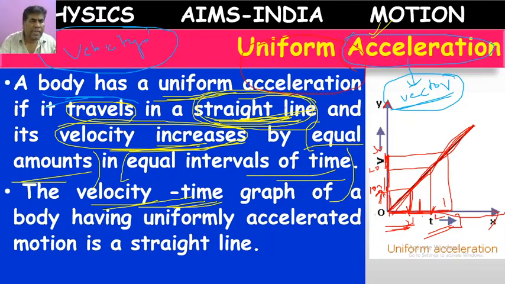Here you should not get confused. Uniform means it does not change, but you should not say that here, because acceleration means change of velocity. Velocity compulsorily should change. But how? Equally. Equal amount in equal intervals of time. Then we call it uniform acceleration.